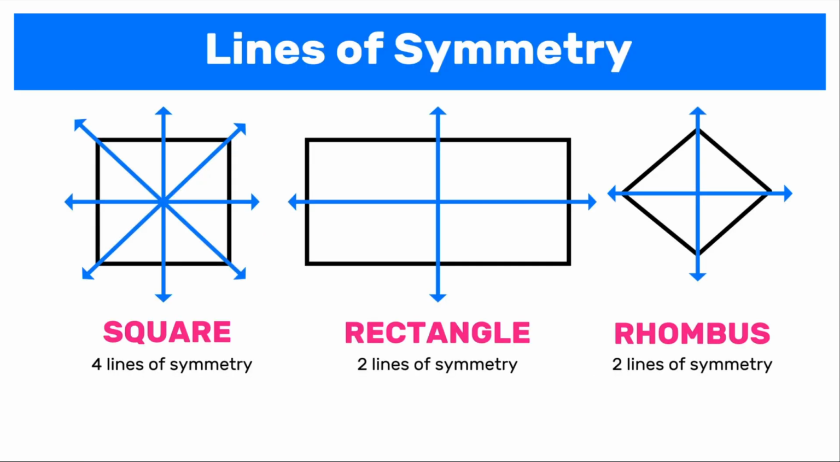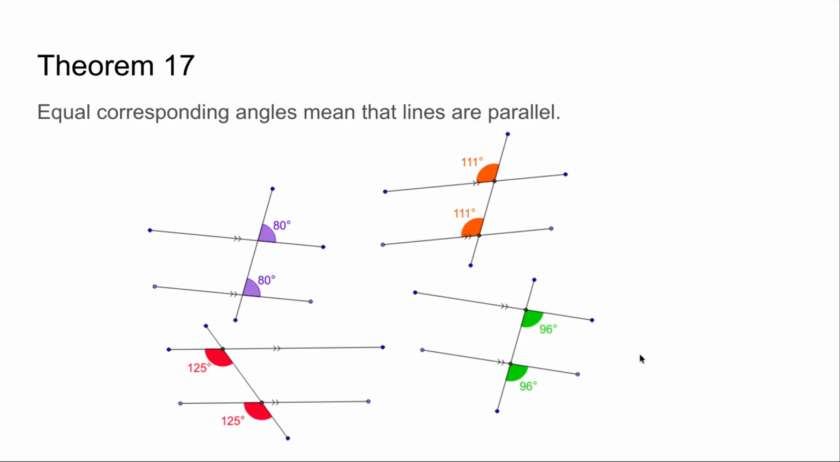Lines of symmetry in a square. Squares have 4 equal sides and they have 4 lines of symmetry. Rectangles have 2 equal sides, top and bottom, left and right, and they have 2 lines of symmetry. A rhombus also has 2 lines of symmetry, because it's not exactly a right angle, they're not going to be able to fold it in every direction, just from corner to corner.